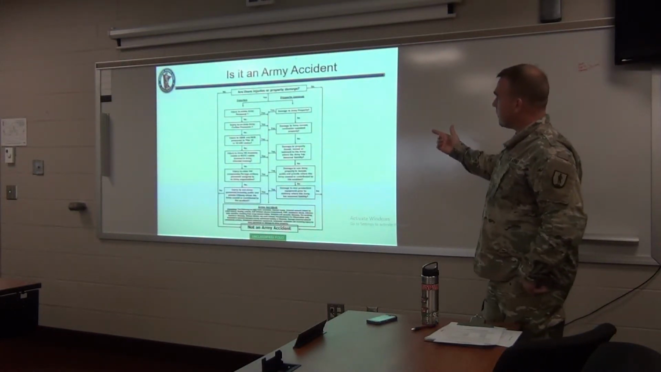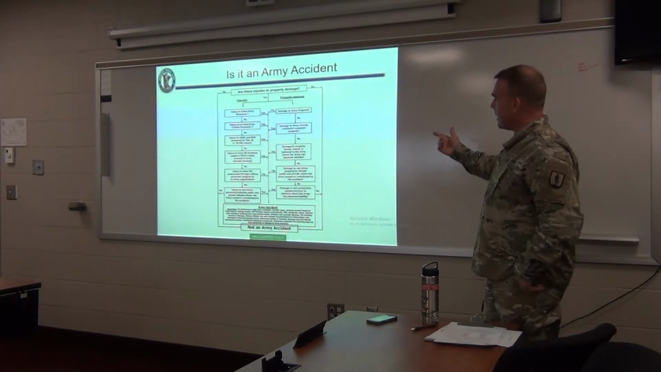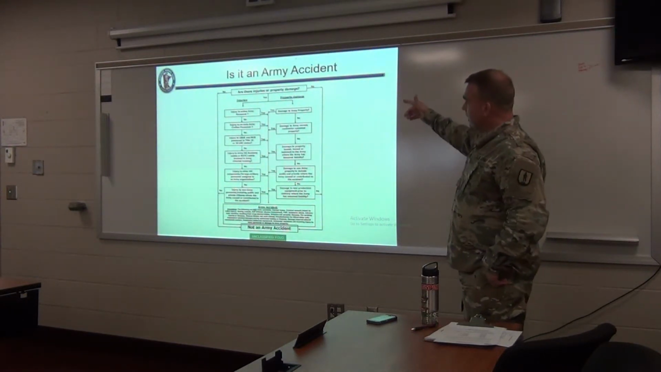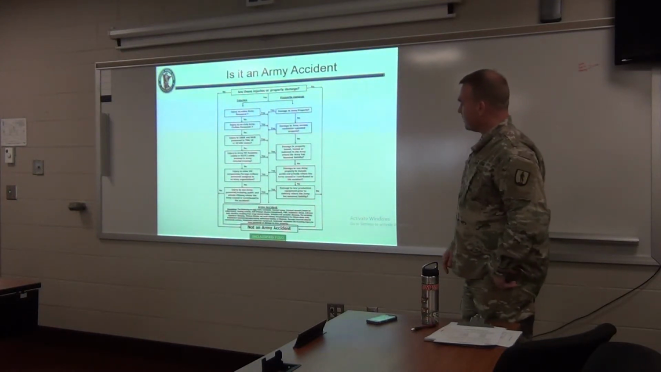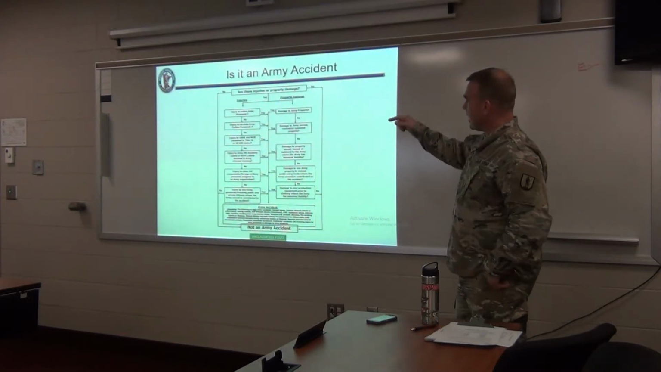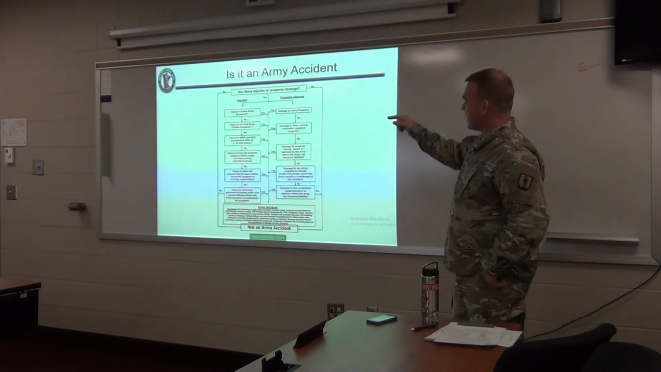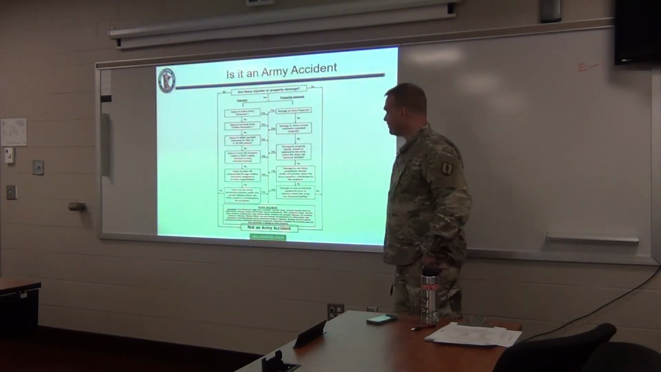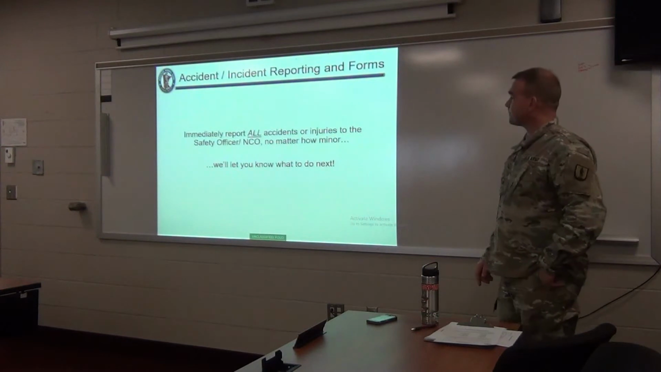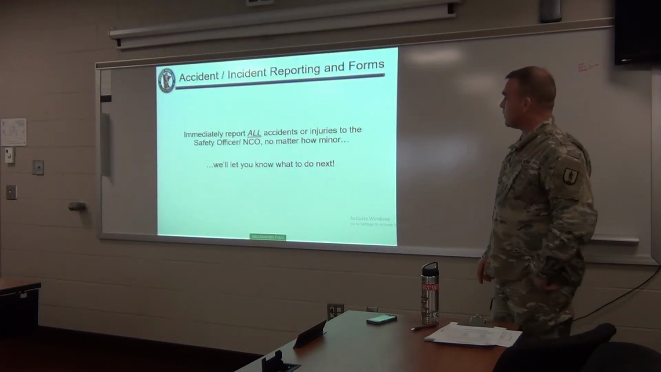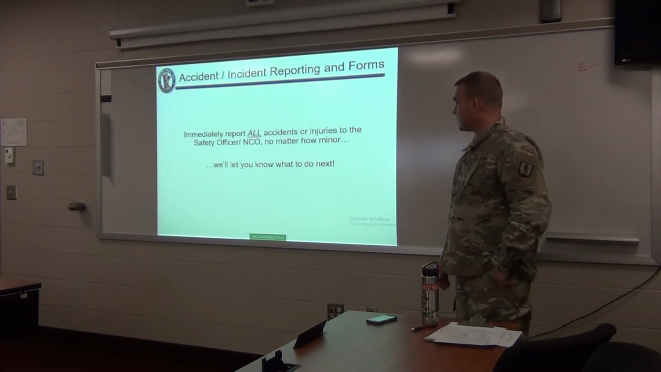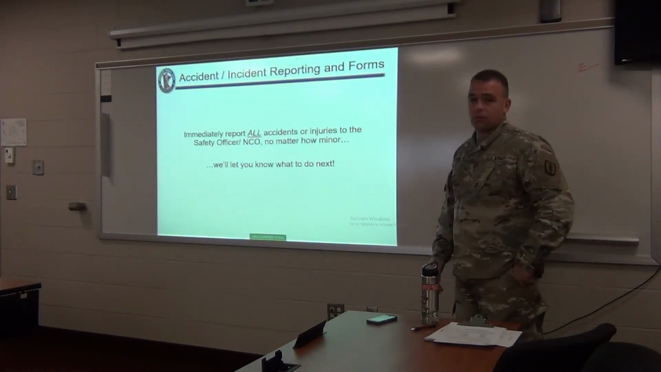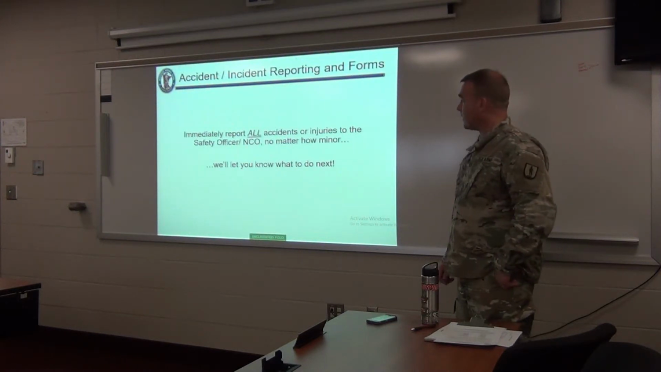This is the Army accident chart, and I believe there's some on the safety board here. So are there injuries? You can just follow the trend line all down. So if there's an injury, yes. Is it an injury to active personnel? Yes. You can follow the lines. Next. This is the key. Immediately report all accidents or injuries to the safety officer or the safety NCOs, no matter how minor, and then we'll work through it and help you navigate through the rest.